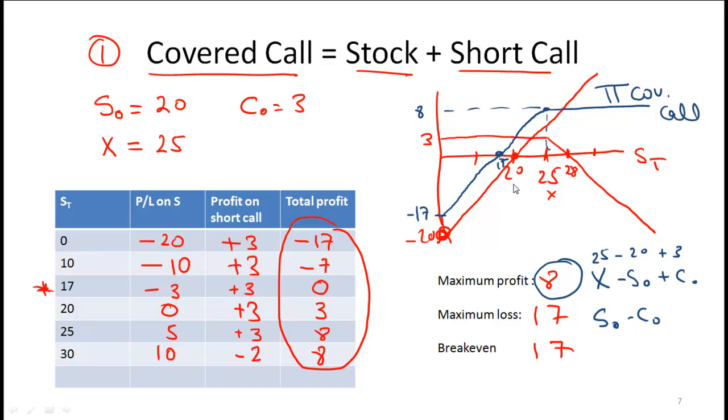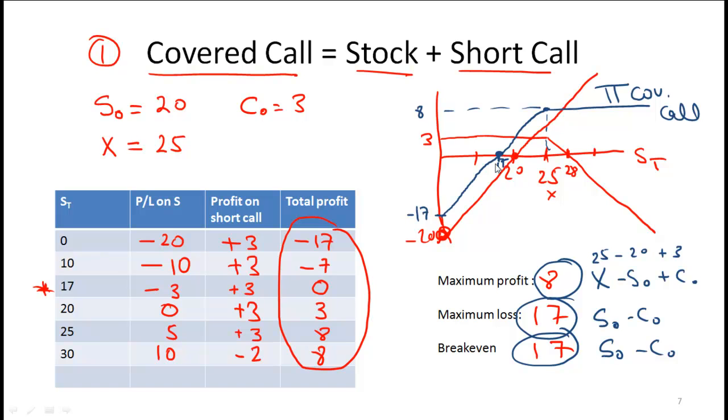S naught is how much you bought the stock for, which was 20, minus C naught, which is how much you sold the call option for, which was 3. So our maximum loss is 17. And what's the break-even point? That's also given by S naught minus C naught. So that's 17, and this point right here. So this is our covered call.